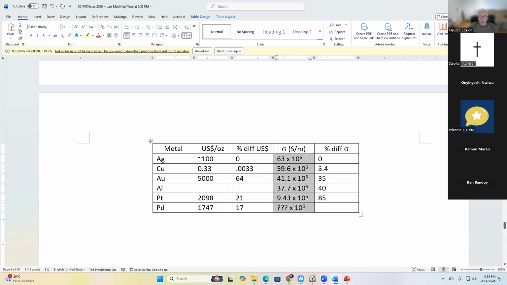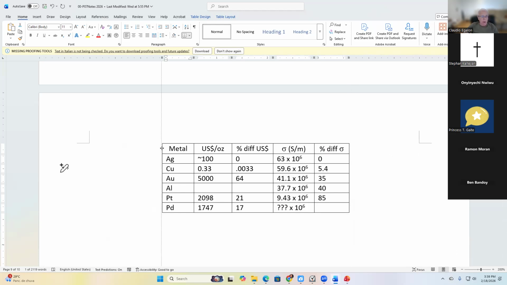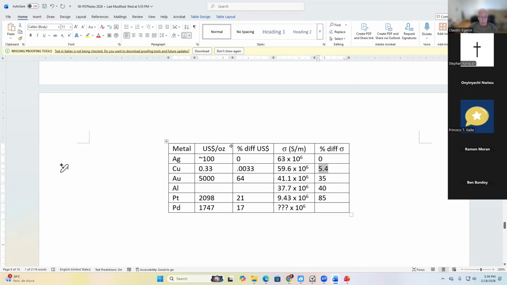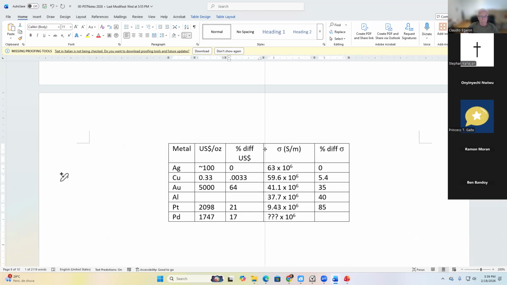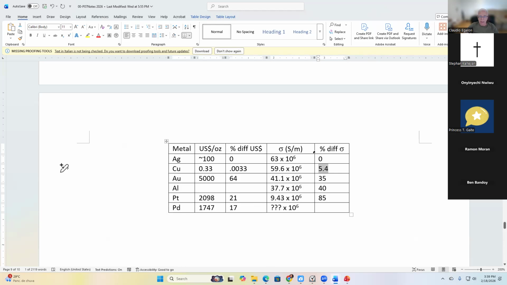Copper is just 6% less conductive than silver, and yet its price is 300 times less than the price of an ounce of silver. That's why we use copper. But there are many applications out there that require silver no matter what. Okay? That's why people say the price of silver should go higher and higher. I'm betting on that because I put my money on that.